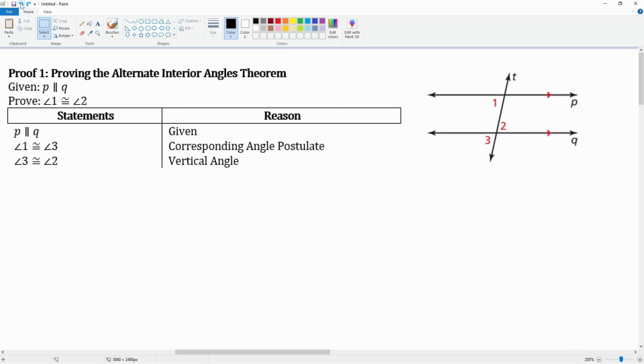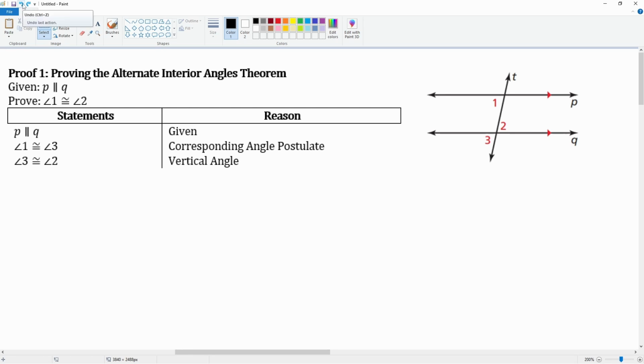This is good because now I introduce the angles that I want. I have angle 1 from my second line of corresponding angle postulate, and I introduce angle 2 in my vertical angle in my third line. Now I just have to get rid of angle 3 somehow.